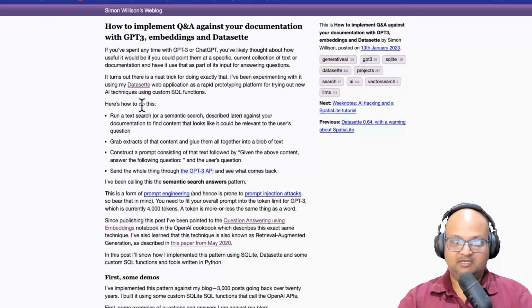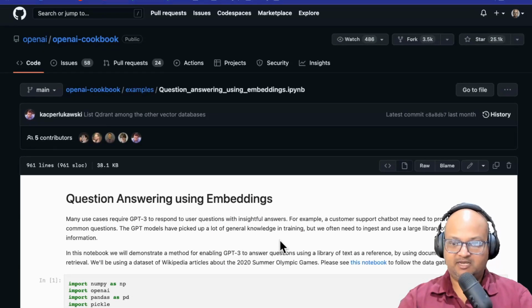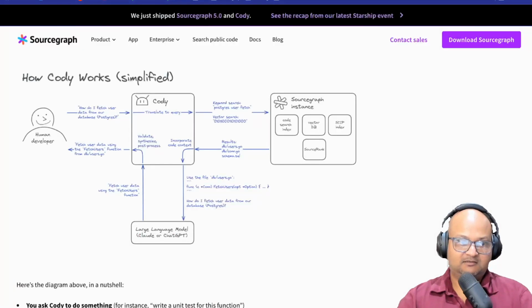Simon Willison has a great blog post explaining how a system like this works, and it's even mentioned in the OpenAI cookbook on GitHub. They have a dedicated entry explaining how question answering using embeddings on LLMs works. And recently, Steve Yegge wrote a great blog post about how Cody, which is their version of Copilot, uses the same technique to offer completions on very large code bases.